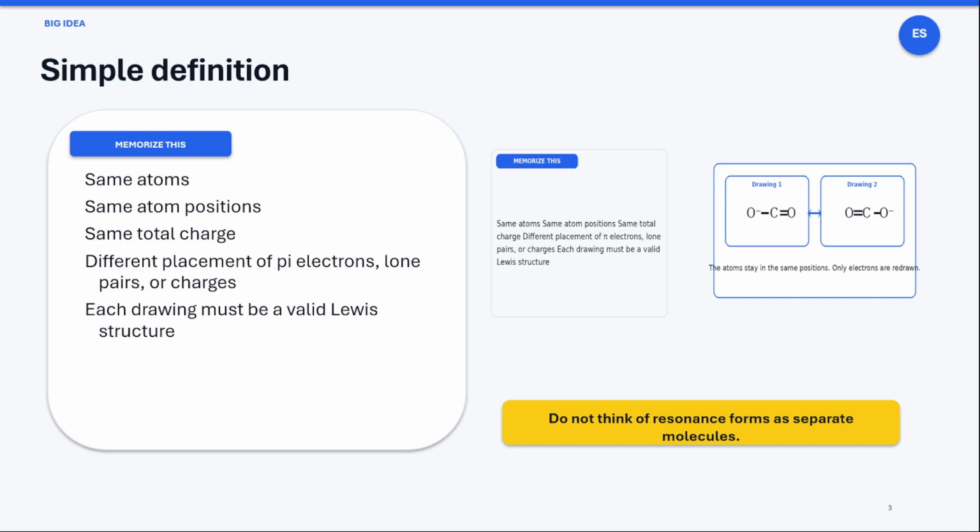A resonance structure is not a new molecule. It is another valid drawing of the same molecule. So when you see the double-headed resonance arrow, do not think the molecule is reacting or changing into a new compound. Think, same molecule, different electron drawing.